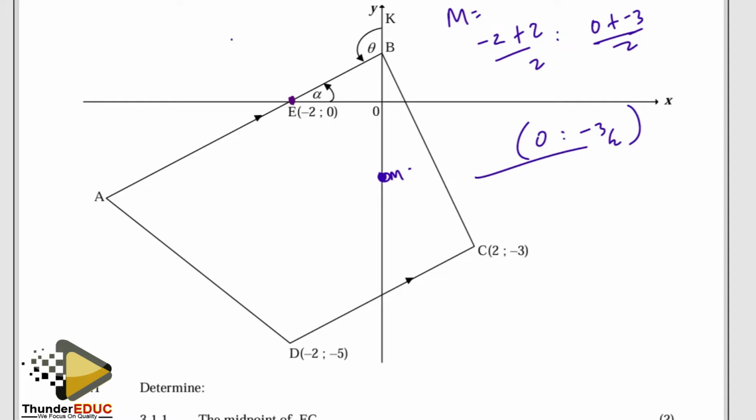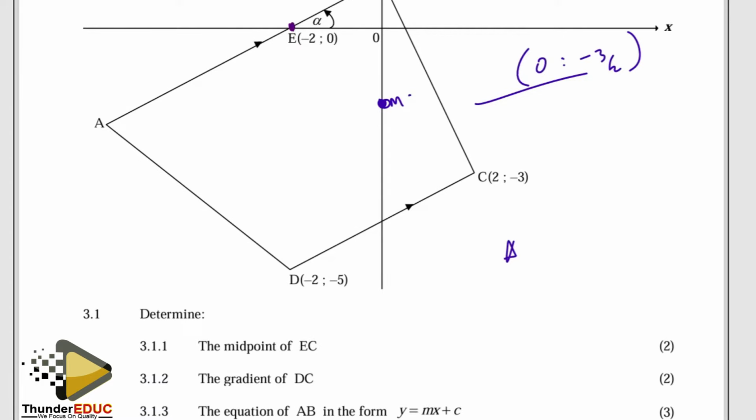Okay. Then the gradient of DC. So gradient is changing Y over changing X. Please and please do not switch the values. Some people use changing X over changing Y, which is wrong. So label this as your X1, Y1, X2, and then Y2, then do the substitution. So we normally prefer to use Y2 minus Y1 over X2 minus X1.